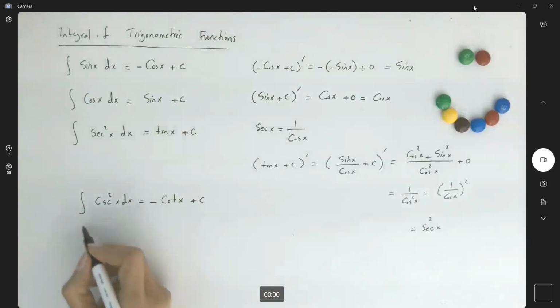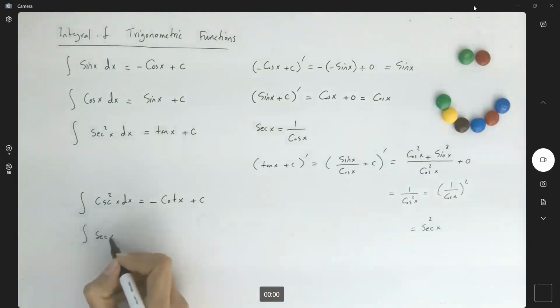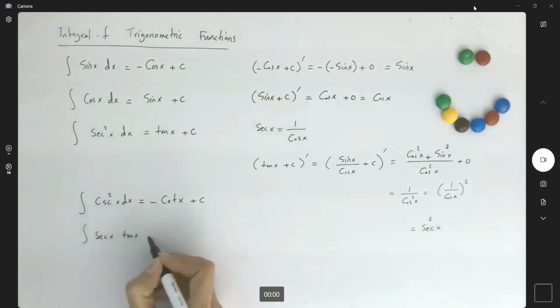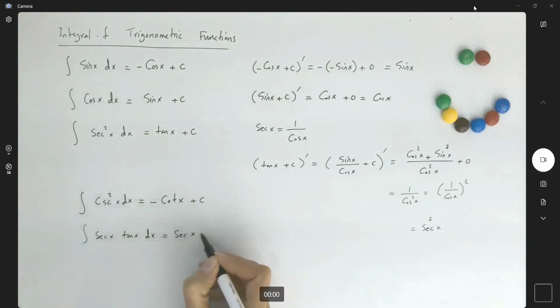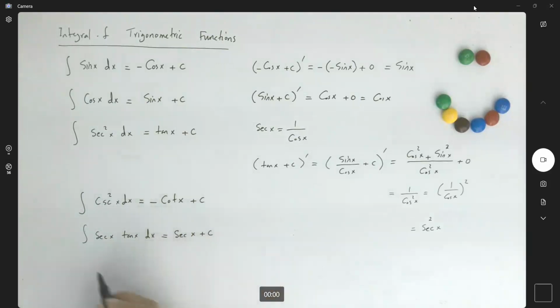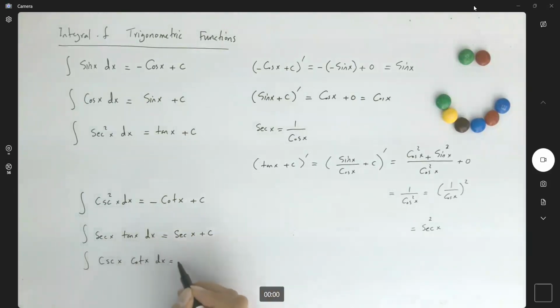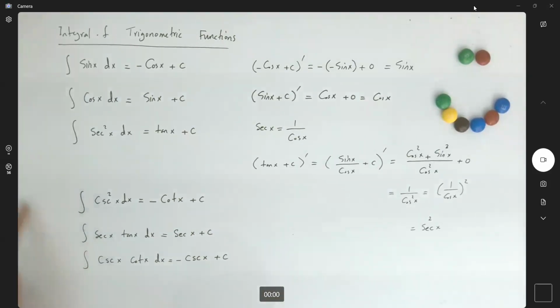The integral of secant tangent of x with respect to x is nothing but secant x plus constant of integration, and the integral of cosecant of x cotangent of x dx has a negative sign in front of it: negative cosecant of x plus constant of integration. So these are the integrals of trigonometric functions.